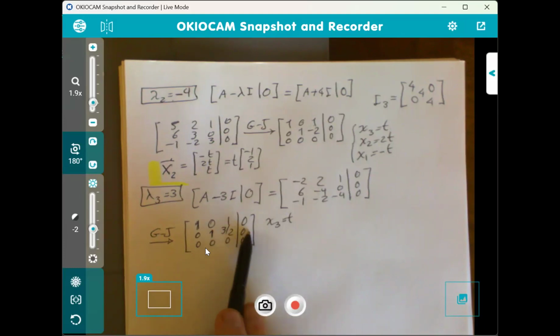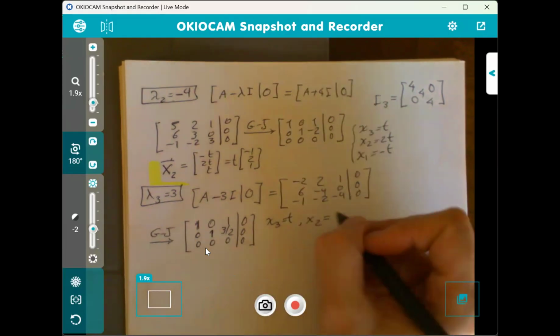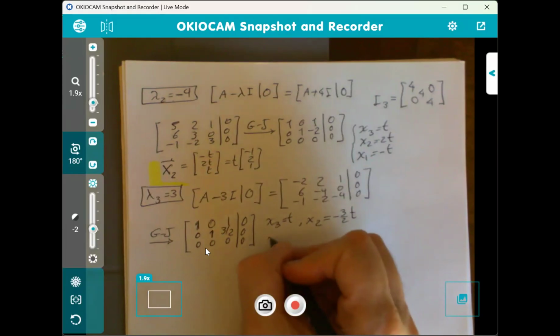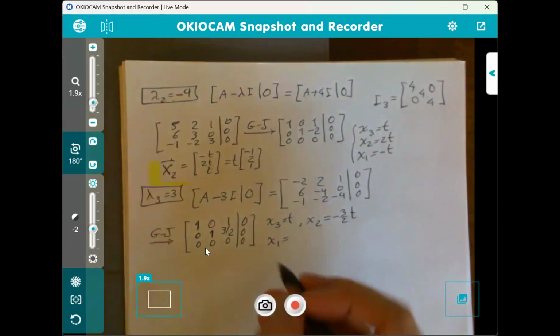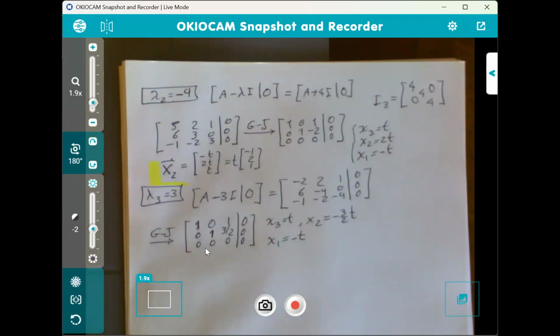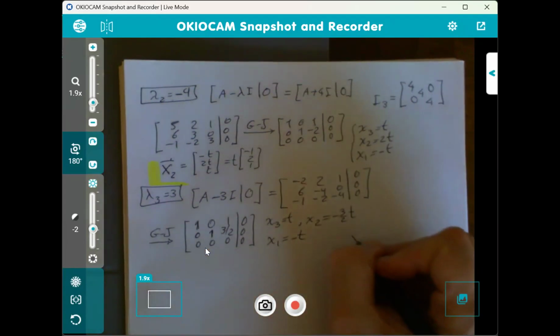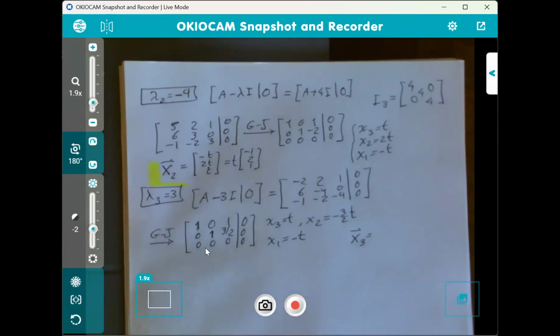Move 3/2 to the other side. Let's solve for x sub 2. X sub 2 is going to be negative 3/2 x sub 3, but then that's t. And x sub 1, move x sub 3 to the other side. It's going to be negative, so x sub 1 is going to be negative t. Okay. And then we can actually write x sub 3, the vector of solutions, using this eigenvector.